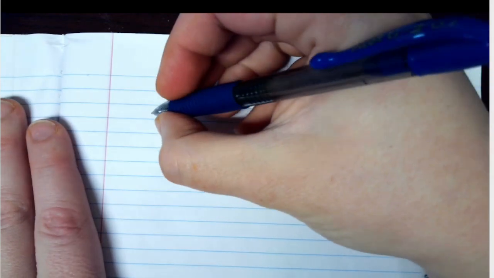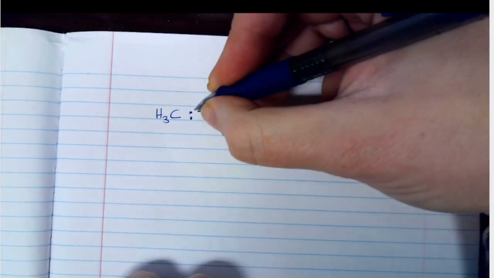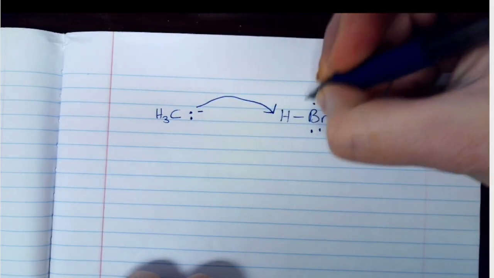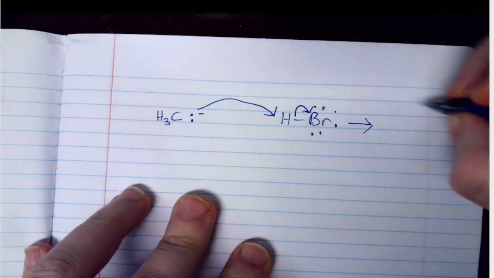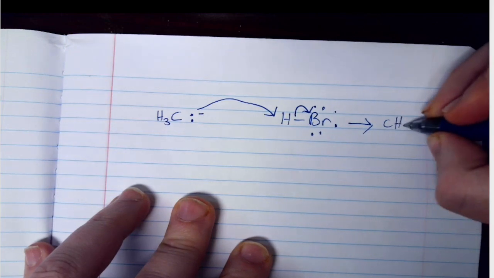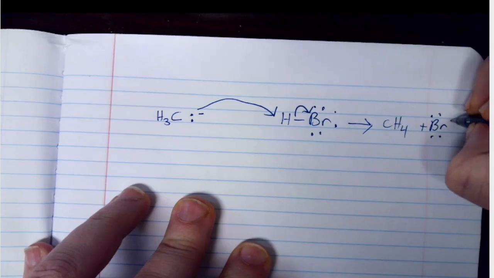While normal reactions, like if I had a CH3 anion, now I know this is not very stable, attacking, say, HBr, you would show it like this. Double arrow, double arrow. The double arrow suggesting 2 electrons are moving. So we produce CH4 and Br minus.